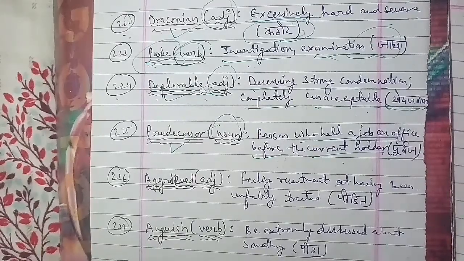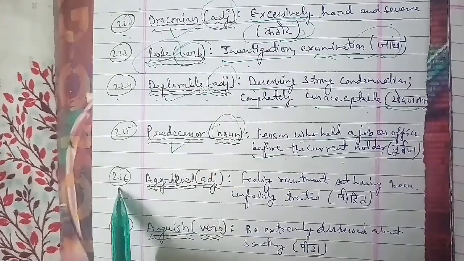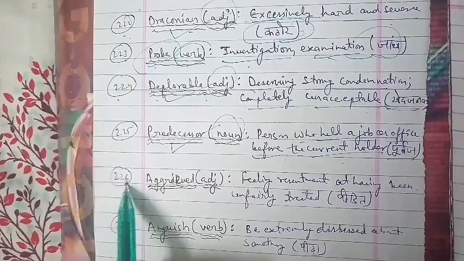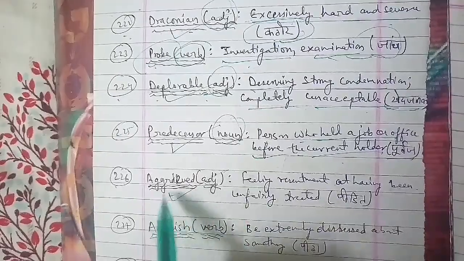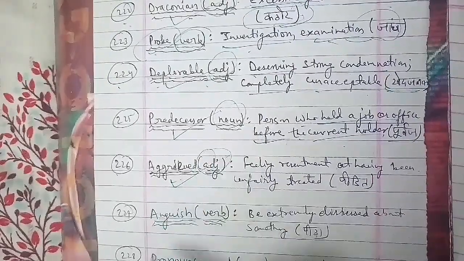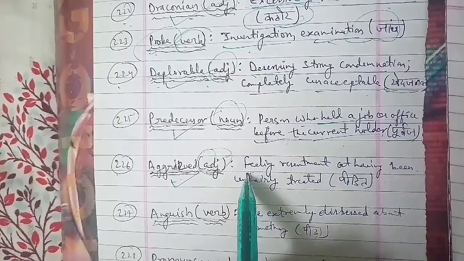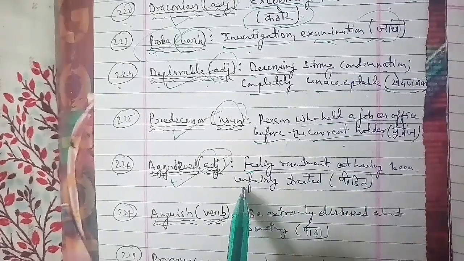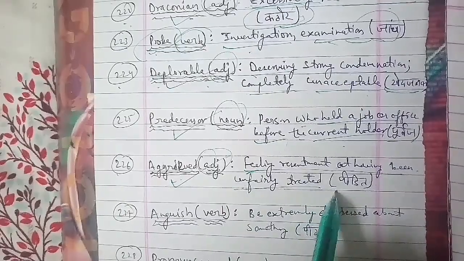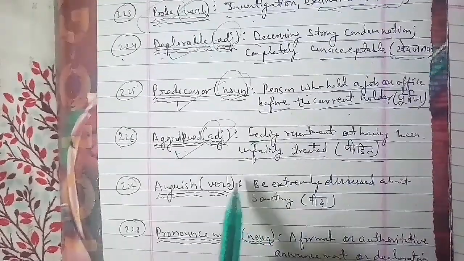Now the next one that we have here is your 226 word, and that is aggregate. Aggregate is a word that is used as an adjective, and the meaning of aggregate is a feeling of resentment at having been unfairly treated, जिसे हम कहते हैं पीड़ित होना. किसी के साथ आपने गलत किया है, then you feel that someone has done wrong to you, आप पीड़ित है, then you can use the word aggregate there, and that is the word that is used as an adjective there.